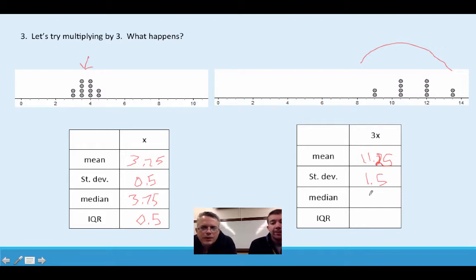All right, so the new median would be 11.25, 3 times the old one, and the new IQR? 1.5. Got it. All right, let's go to the next slide. We're getting the hang of this. By the way, one last point. Division works the same way. Multiplication and division are related. So if we divided by a value, everything would change.